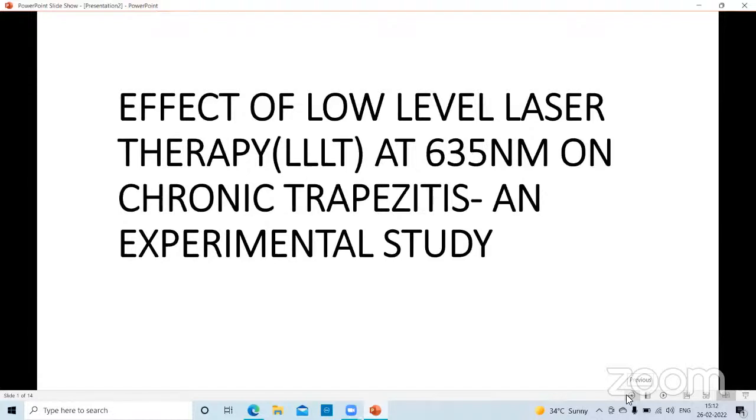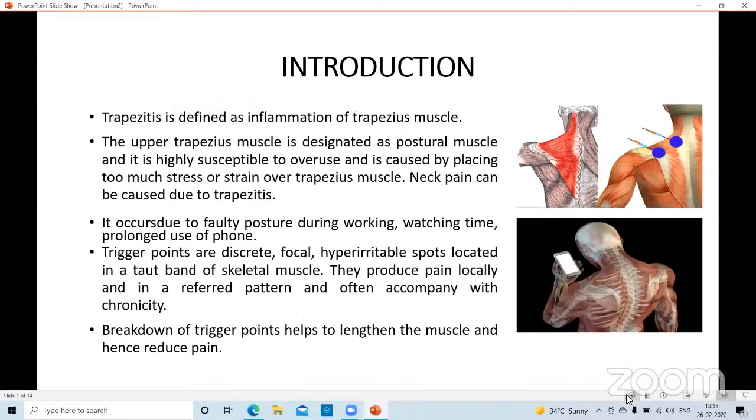So my paper presentation is on effect of low-level laser therapy at 635 nanometer on chronic trapezitis, an experimental study. Introduction: trapezitis is defined as inflammation of the trapezius muscle. The upper trapezius muscle is designated as a postural muscle and it is highly susceptible to overuse. It is caused by placing too much stress or strain over the trapezius muscle. Neck pain can be caused due to trapezitis. It occurs due to faulty posture during working, watching time, and prolonged use of phone.